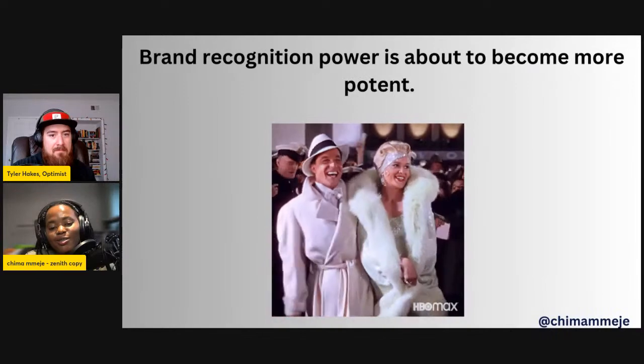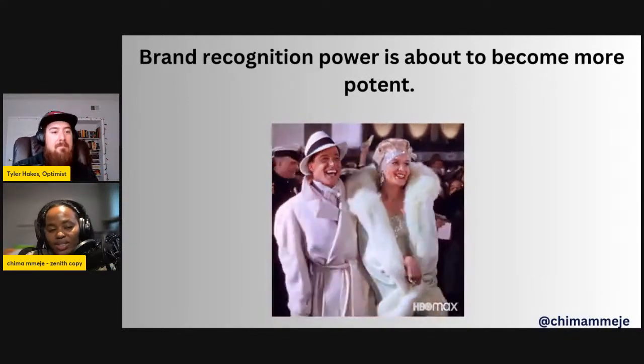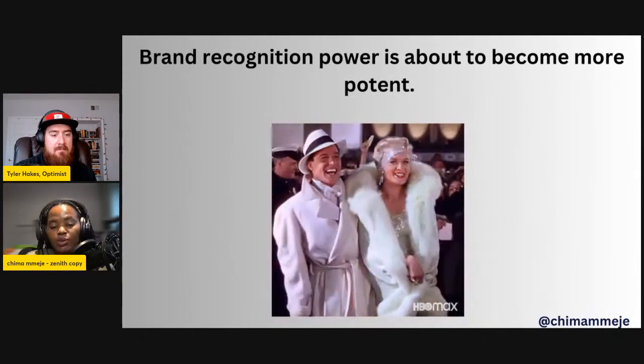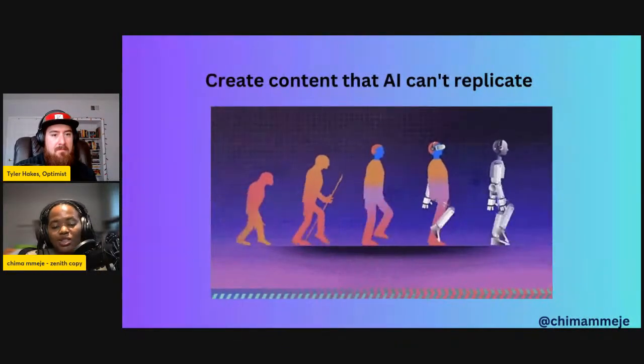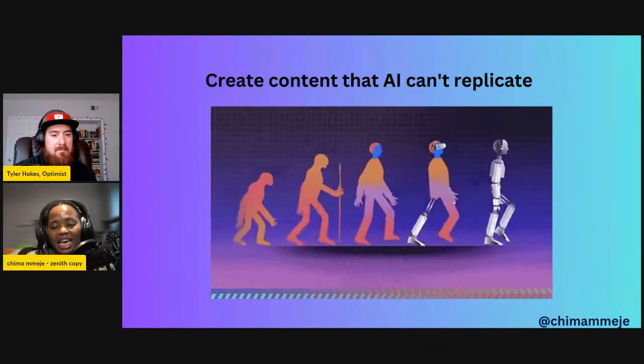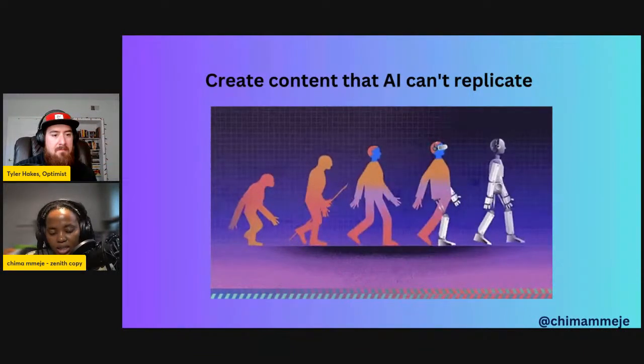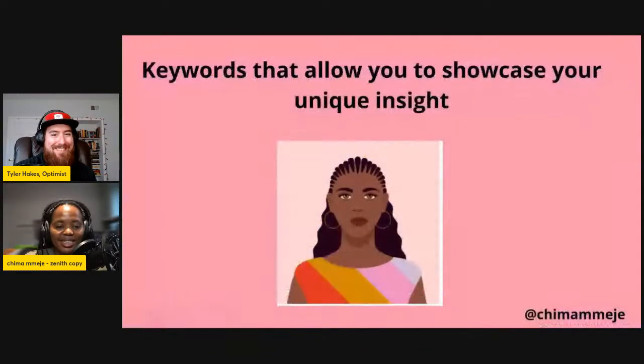Now, I think that as more generative content goes out there, brand recognition power is about to become more potent. People are going to turn to the brands that they love to find answers because these are the people who have been there from day one and the brands that they trust. And the only way to become that authority is to create content that AI cannot replicate. And you can do this by using keywords that allow you to showcase your unique insights.